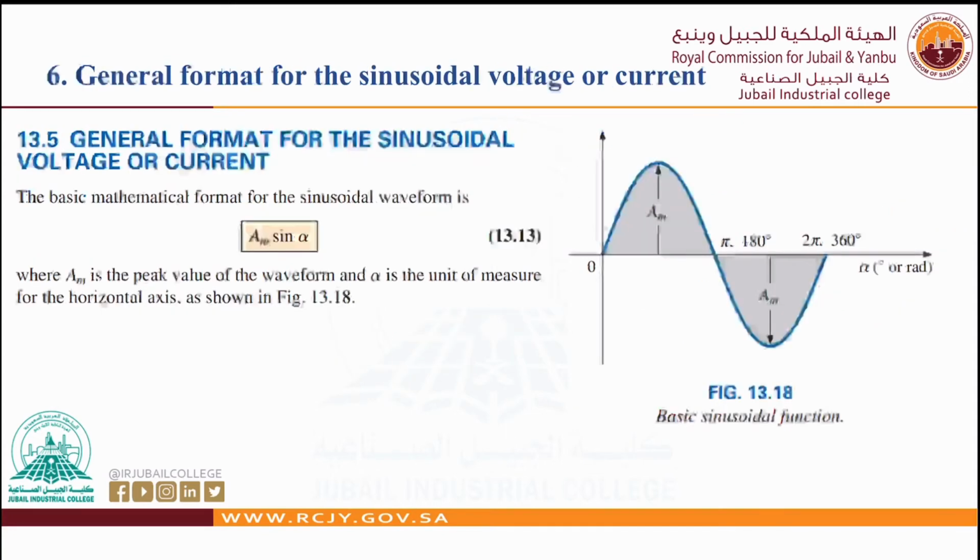Now, general format for the sinusoidal voltage or current. The basic mathematical format for the sine wave is Am sine alpha. Am is the maximum value of the current or the voltage. Sine is the sine wave, or you may have it cosine, and this is the angle. Where Am is the peak value, it's the maximum value of the waveform, and alpha is the unit of measure of the horizontal axis. It is the angle.